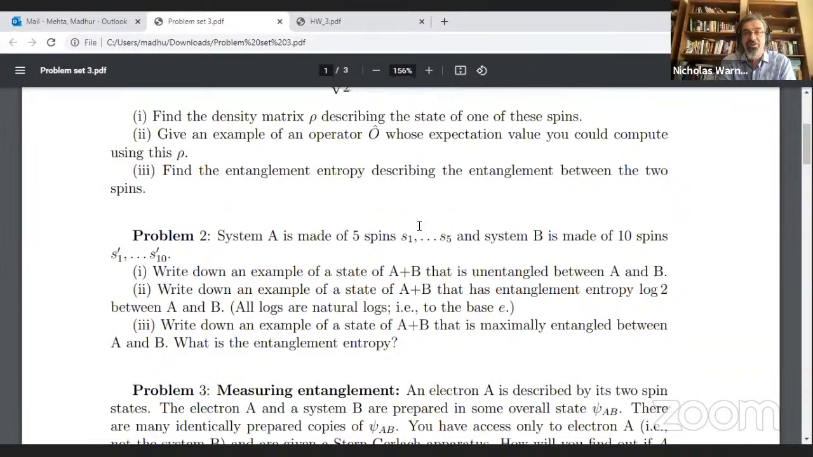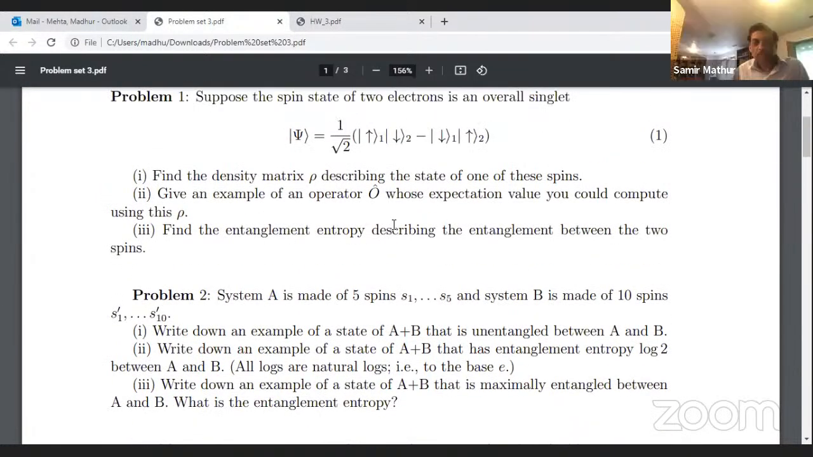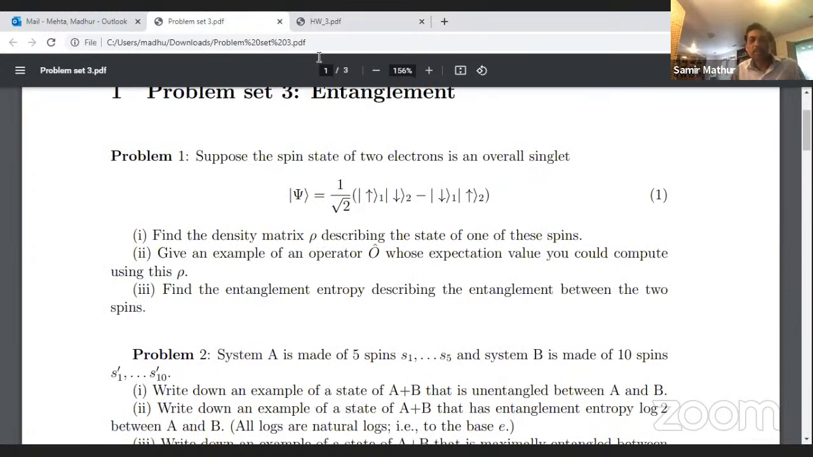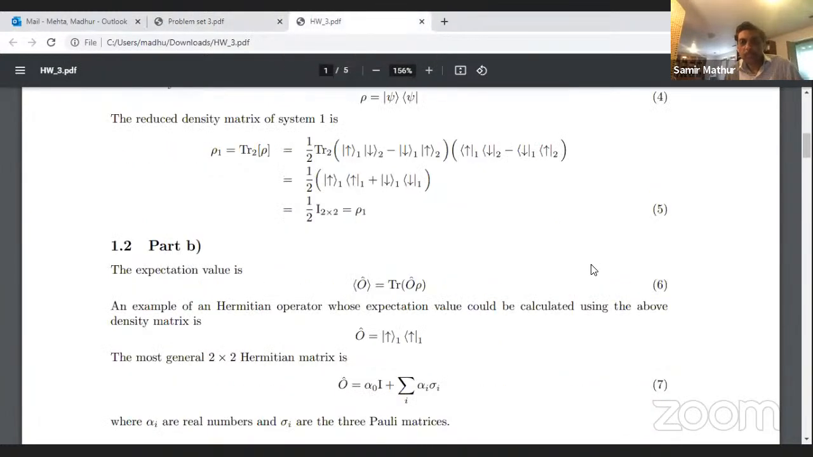I think maybe I can make a comment on the problem. The solution was perfect. The only comment I wanted to make was that in this case, you can see the density matrix on system 1 just came out to be the identity. It's a 2 by 2 identity because that system has 2 states.